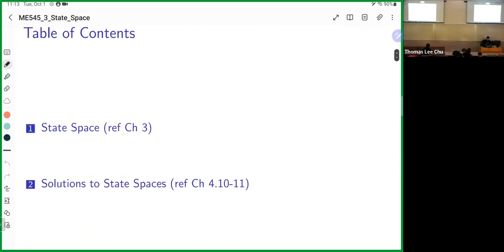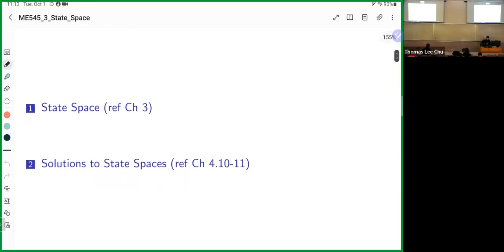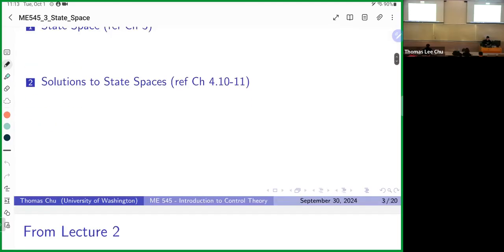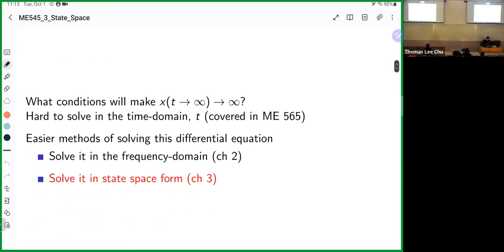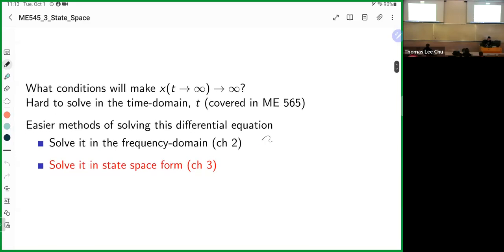So we're going to go over basically all of chapter 3, and then we're going to talk about solutions to state spaces, which is the end of chapter 4. I think these two are very tied together, so that's why I put them together. From lecture 2, we talked about what conditions will make time go to infinity. Well, that's when we have an unstable system or a positive eigenvalue. And on top of that, when we're solving these differential equations, it's hard to solve in the time domain. One way of doing it is using the Laplace transform. So this is using the Laplace transform.